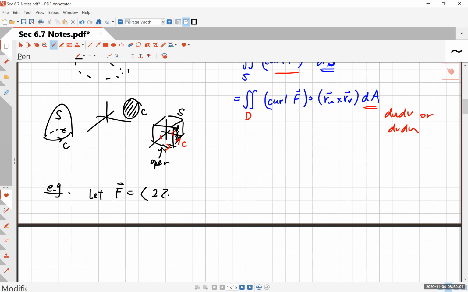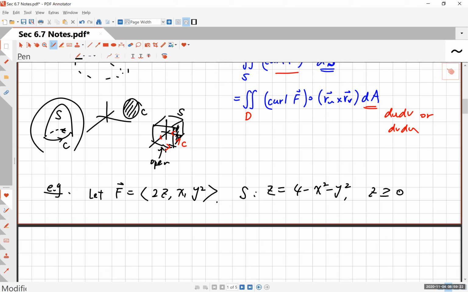Let F be 2z, x, y squared. Now, this is a vector field, a 3-dimensional vector field. And the surface S is, and this is going to be one of these, z is equal to 4 minus x squared minus y squared, and z is non-negative. I am not going to ask to find the right-hand side in terms of the left, or the left-hand side in terms of the right. The first example is to verify that both sides of Stokes' theorem are equal to each other.